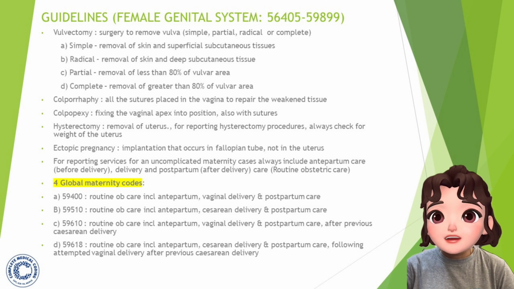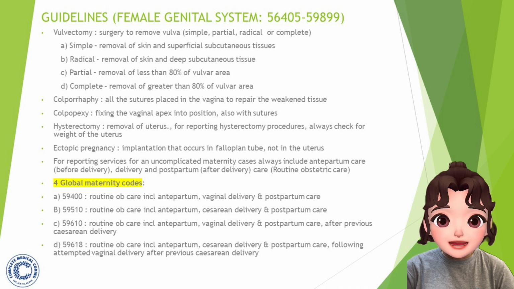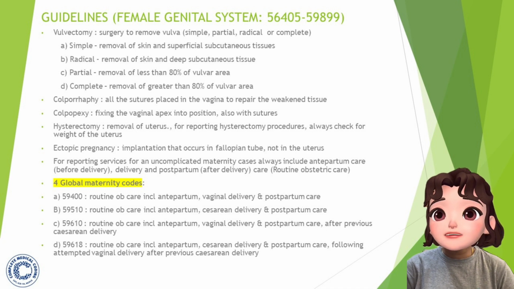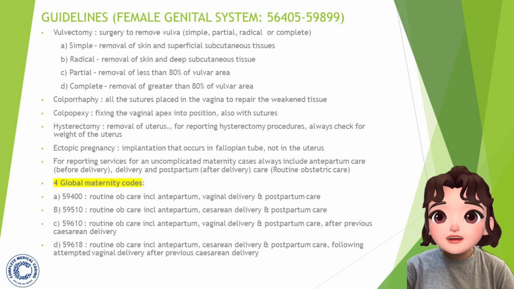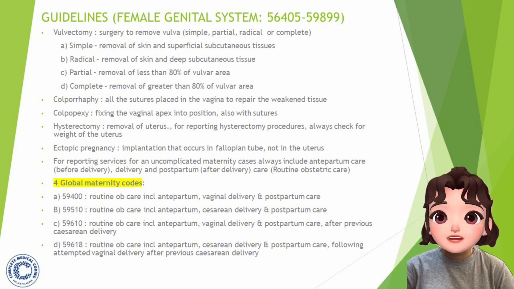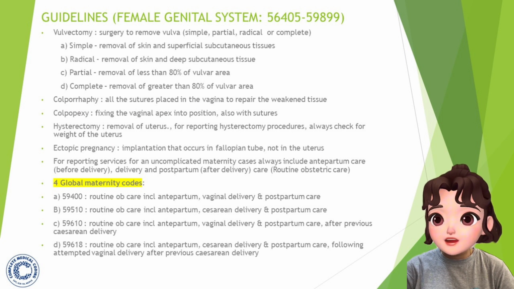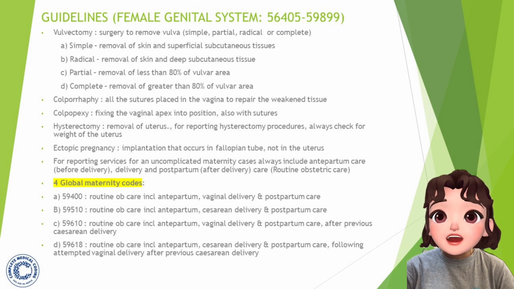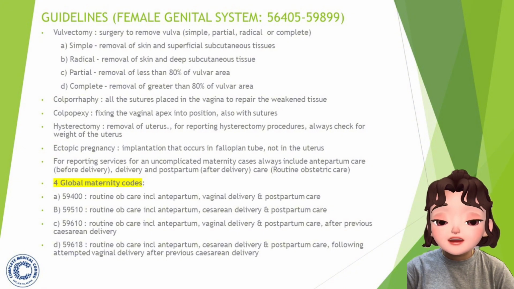Now, another two important medical terminologies. What is colporrhaphy and colpopexy? Colporrhaphy means the sutures placed in the vagina to repair the weakened tissue. Whereas colpopexy means fixing the vaginal apex into position. That is also done along with sutures in the correct position.